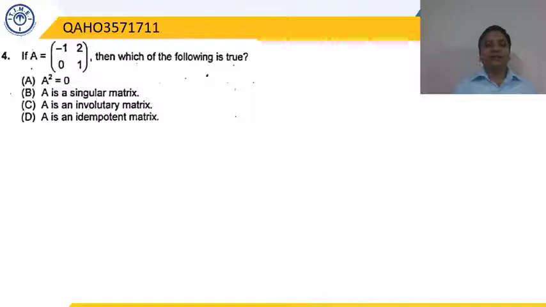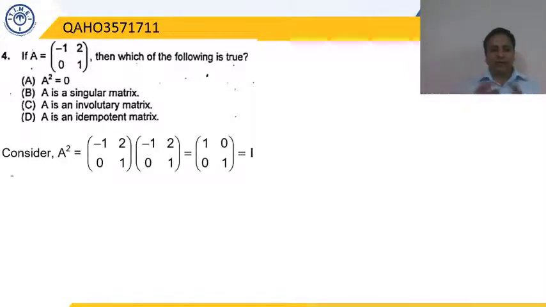A is an involutory matrix, or A is an idempotent matrix, or option A remains: A square is equal to the null matrix. Let's check. Null matrix or 0 matrix. We multiply A by A itself as we multiplied before. First row, first column: -1 into -1 becomes 1, plus 2 into 0 becomes 0, so the first element becomes 1. Then first row of A multiplied with second column: -1 into 2 becomes -2, plus 2 into 1 becomes +2, so -2 plus 2 becomes 0. So in the resultant matrix, first row, second column becomes 0.